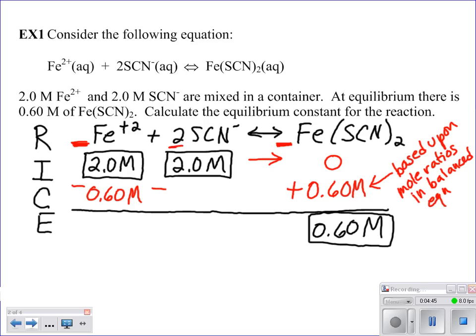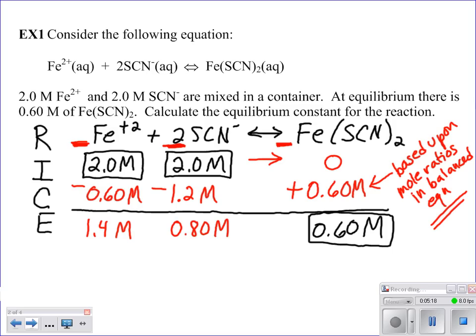And since this is a 2 and we're basing it on mole ratios, it's not going to be 0.6, but instead it's going to be that we subtract 1.2 molar. So that's going to be that 2 right here in our coefficient, times the 0.6. So this is a pretty important thing to remember, that it's going to be based upon the mole ratios. So now we can just do the math. 2 minus 0.6 gives us 1.4, and then 2 minus 1.2 gives us 0.8.